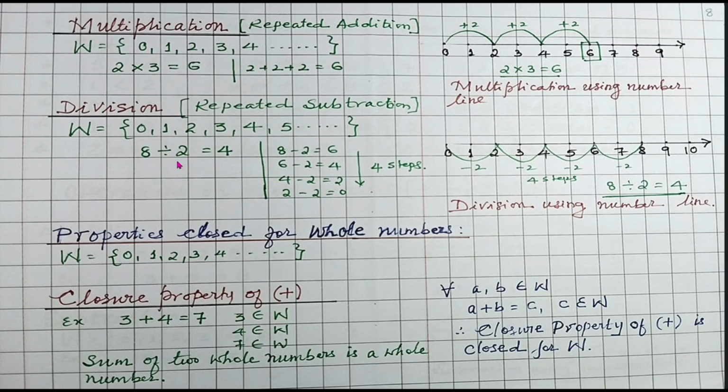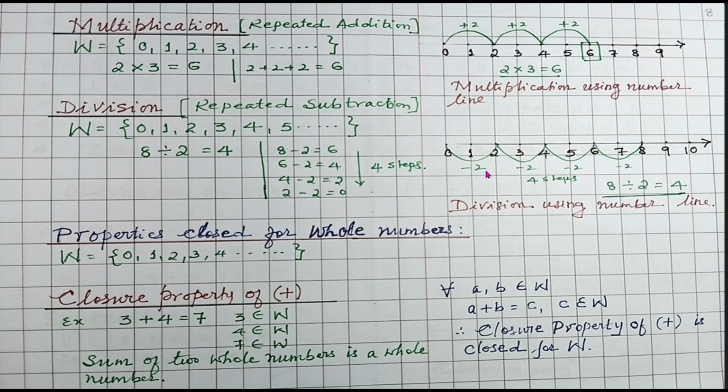Division of two whole numbers is again a whole number provided 8 is greater than 2. Otherwise division is not possible for a set of whole numbers. Now what is division? Division is repeated subtraction. When I divide 8 by 2, it means that I am subtracting 2 from 8. 8 minus 2 is 6, 6 minus 2 is 4, 4 minus 2 is 2, 2 minus 2 is 0. I have gone 4 steps down, and therefore 8 divided by 2 is equal to 4.